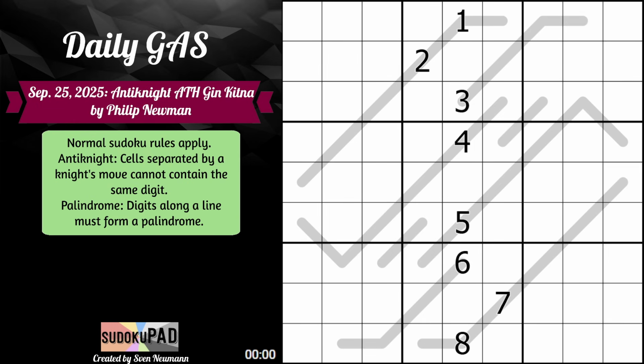Normal Sudoku rules apply. Anti-Knight, cells separated by a knight's move cannot contain the same digit. Palindrome, digits along a line must form a palindrome.